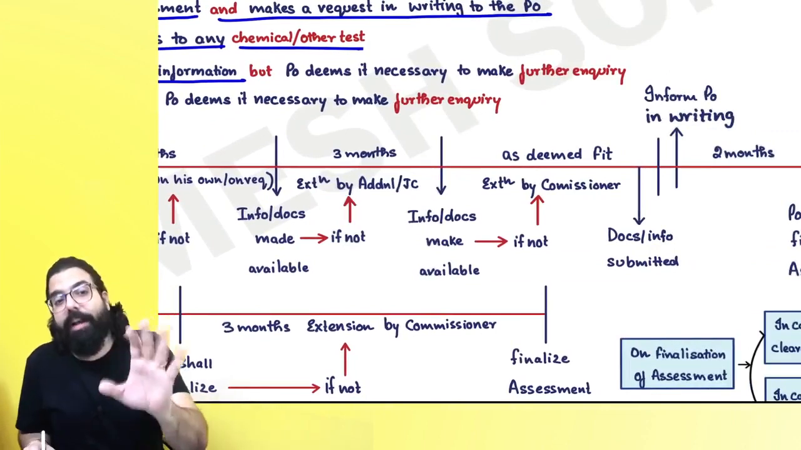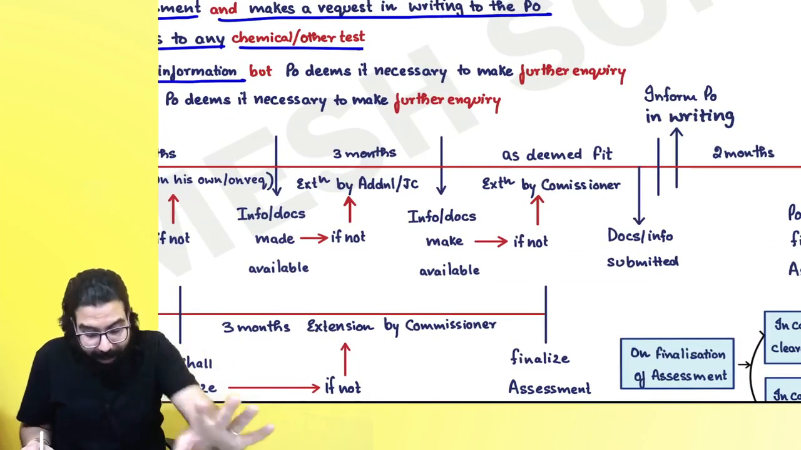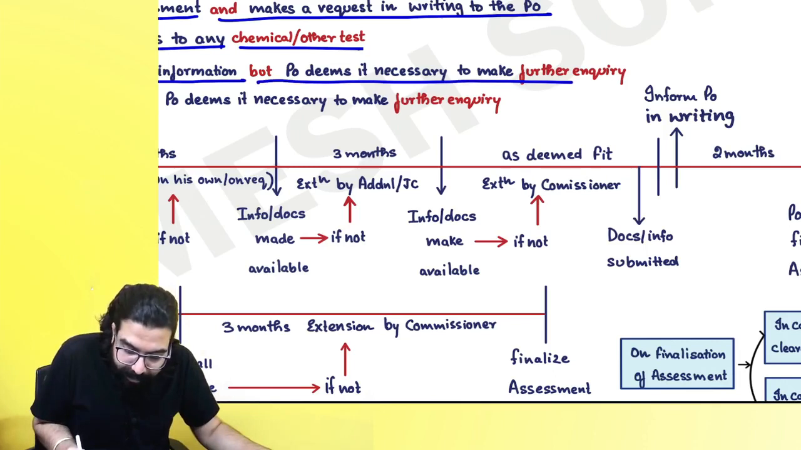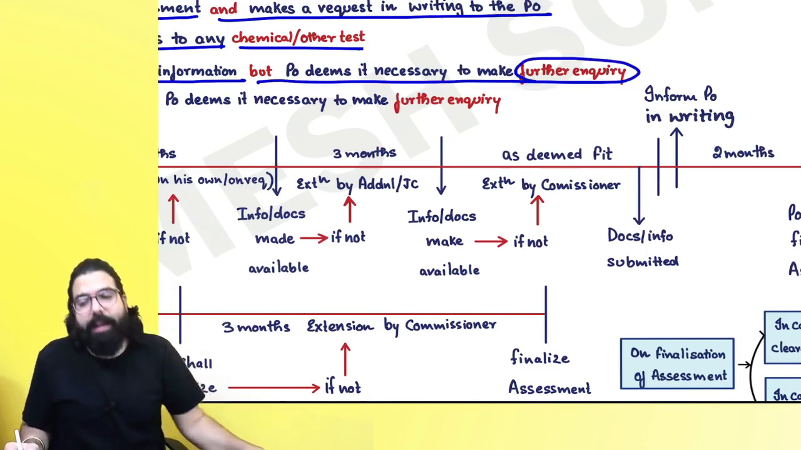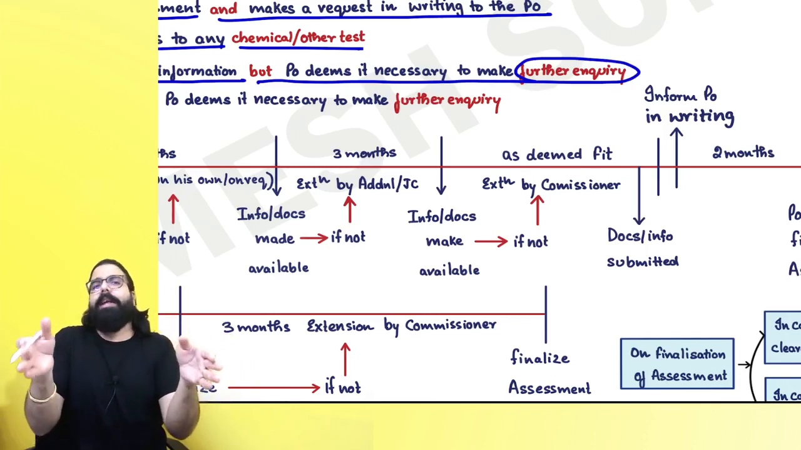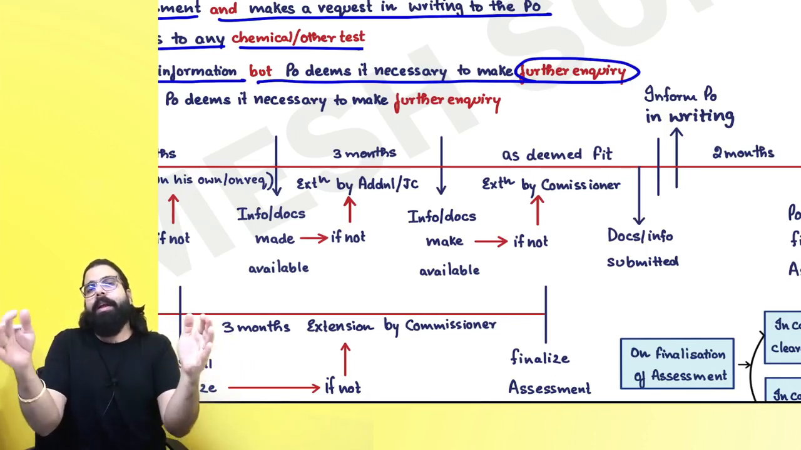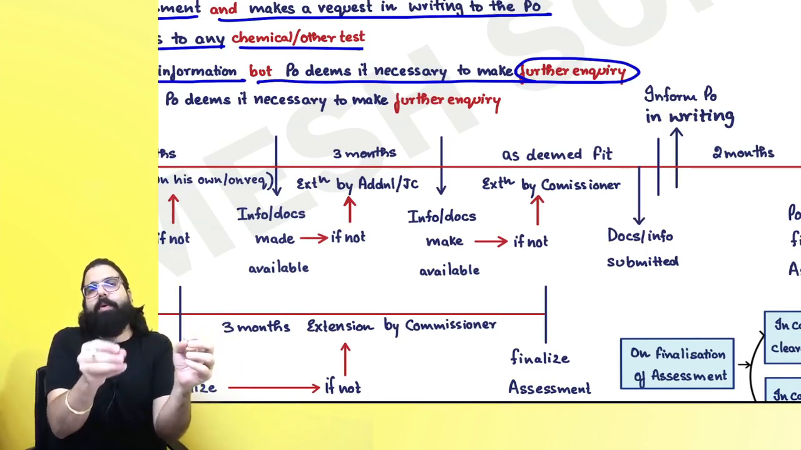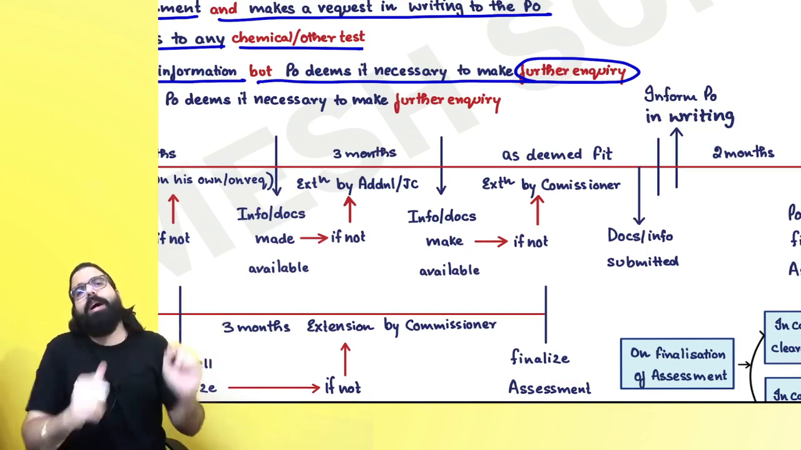Then the importer or exporter produces all necessary documents or information. You produce all the information or documents which were required, but the proper officer deems it necessary to carry out further inquiry. Then in that scenario, if the proper officer wants to do further inquiry, he will tell you, "Provisionally I will assess the goods and clear it." Finally, what will happen once the inquiry report has come, then I will go ahead and do the final assessment.